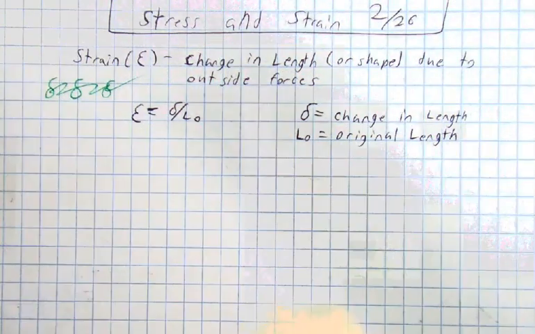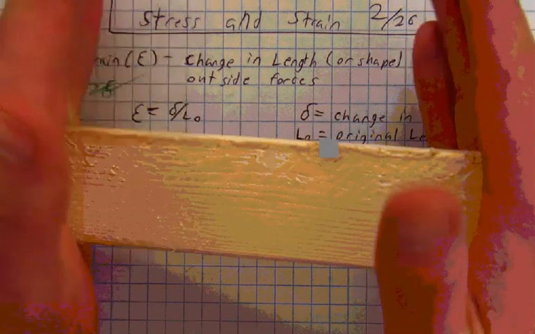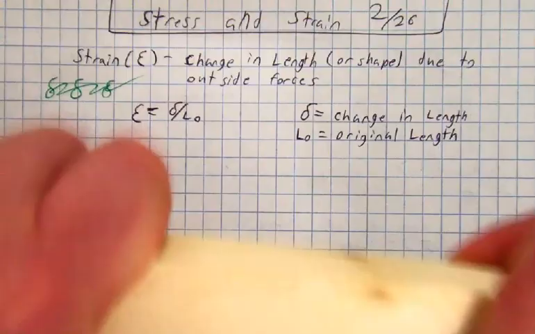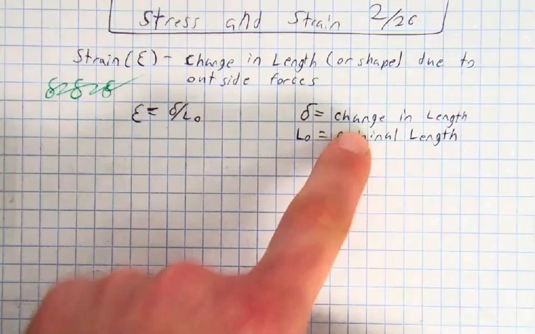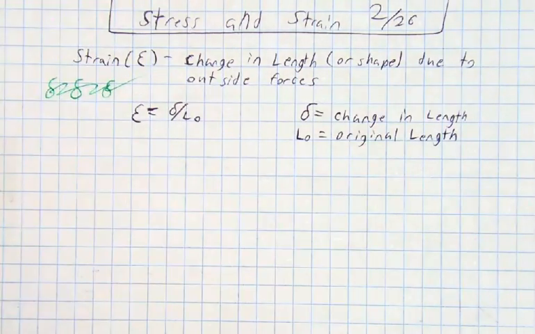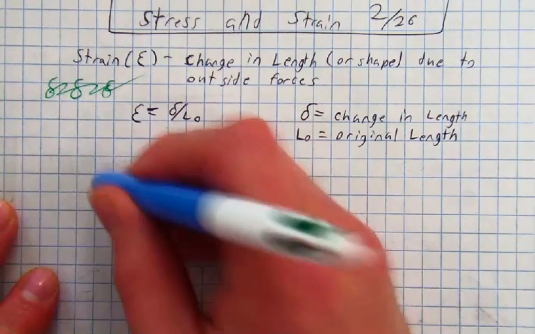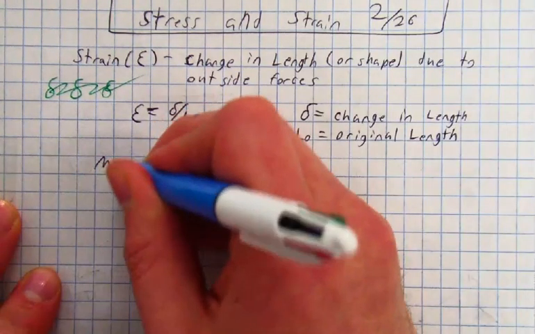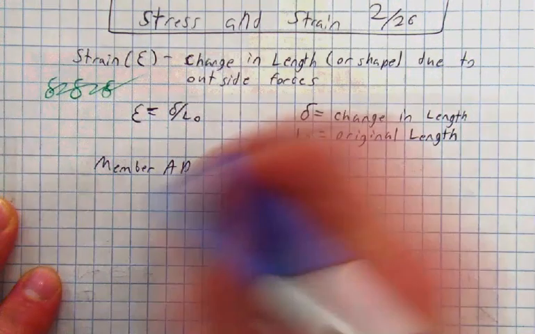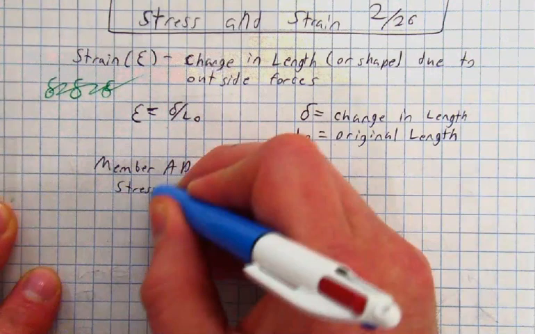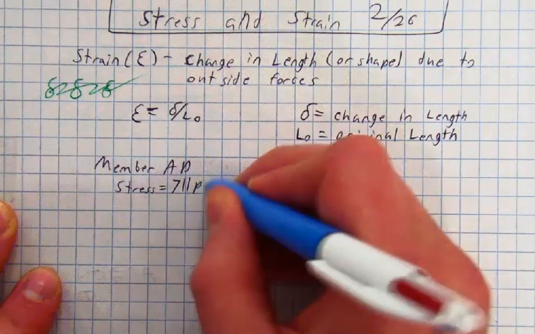So, as you can imagine, guys, when you put enough pressure on something and compress it, it'll change in length a little bit. When you pull it apart, it'll expand a little bit, changes in length. That's what it's talking about. Fair enough? So let's go back to our original example, which was member AD. Y'all might remember member AD. We calculated its stress already. What did we get for its stress? We got 711 PSI.